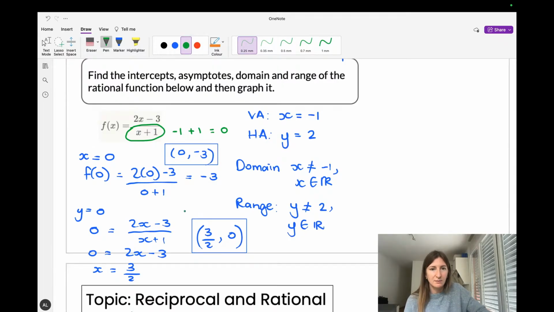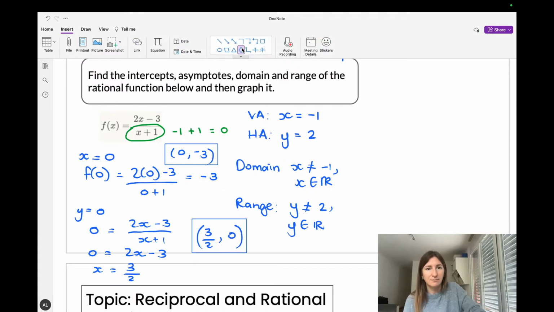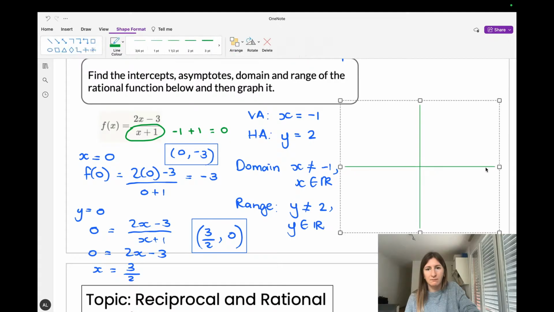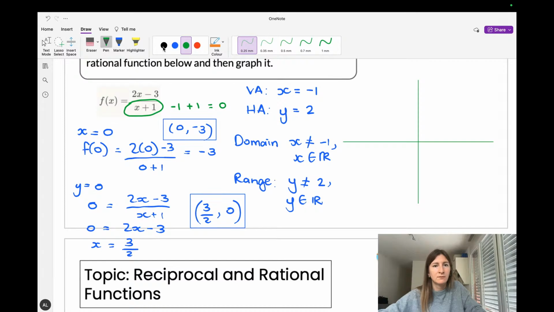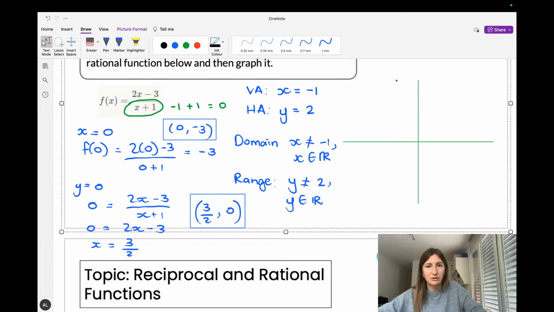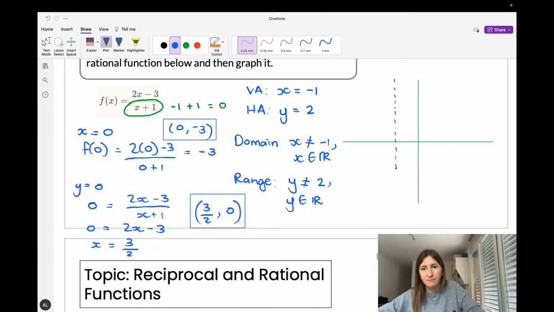Okay, so we found our intercepts, we found our asymptotes, our domain and range, and now it's time to graph it. So the first thing that I recommend you do is we graph our asymptotes. So take a different color and just always do them with a dotted line so you don't confuse them with your graph. So let's do a dotted line at x equals minus 1, and then label it, x equals minus 1.